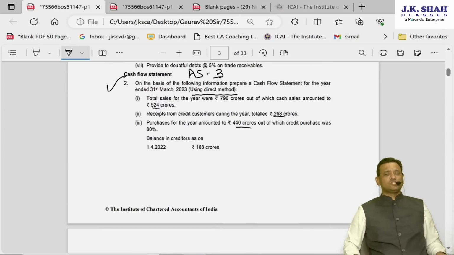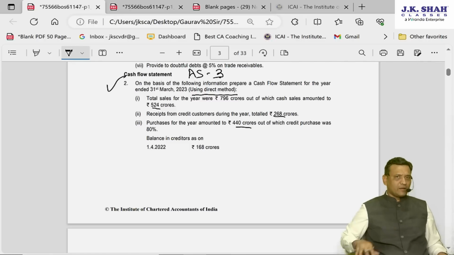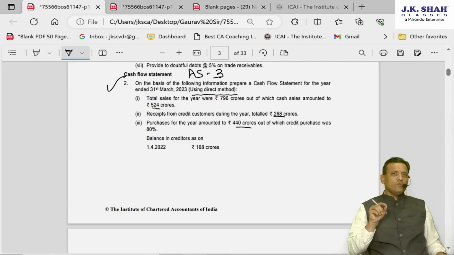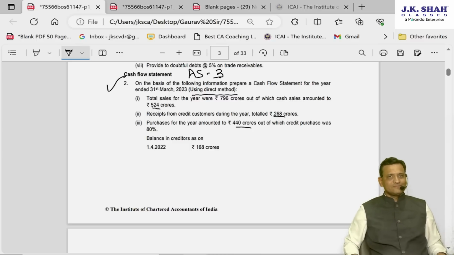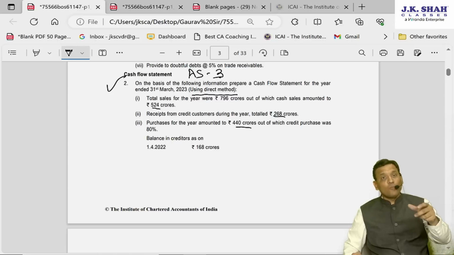Now, when we prepare a cash flow statement, there were two methods, direct method and indirect method. Logically, this direct and indirect is applicable for operating activity only, because investing and financing activity is always direct method only. So the focus of direct and indirect is with respect to operating activities.